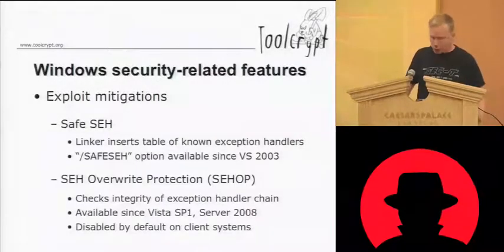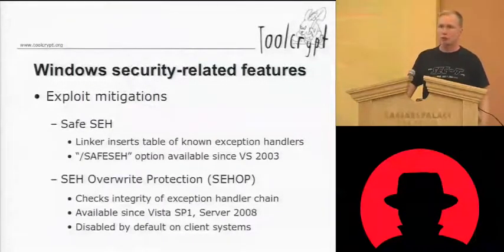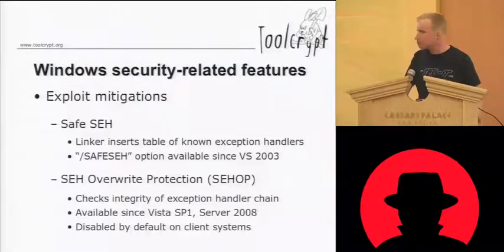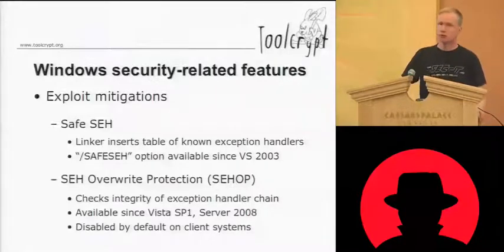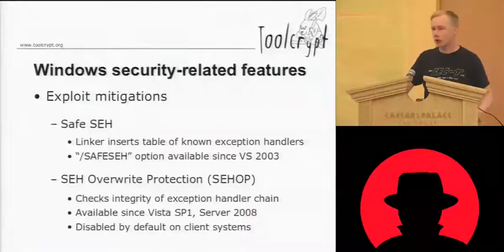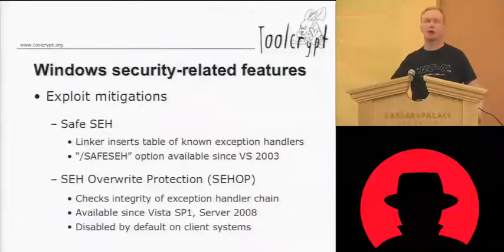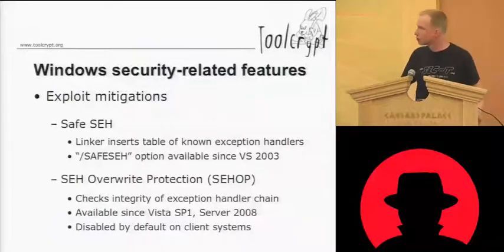Another popular exploitation technique is overwriting exception handler function pointers on the stack. So, for example, if you've got a stack buffer overflow, instead of overwriting the return address, you could overwrite a function pointer that got pushed onto the stack when you entered into a block protected by an exception handler.